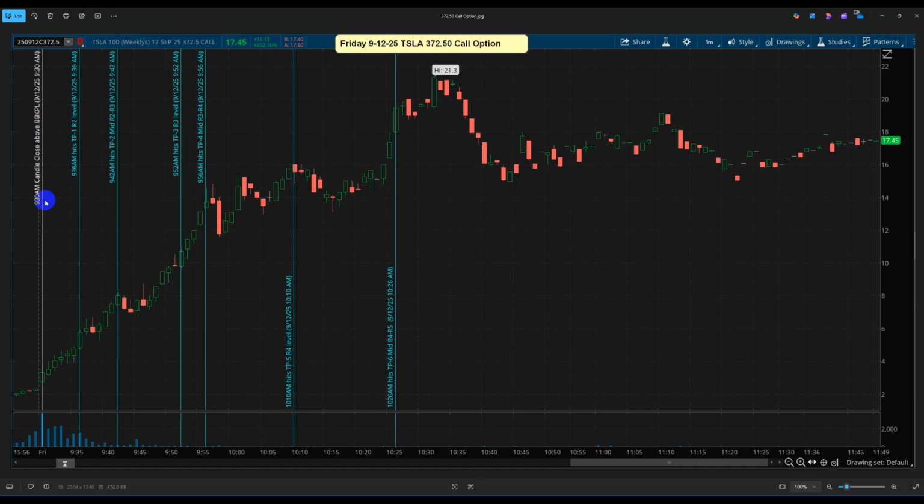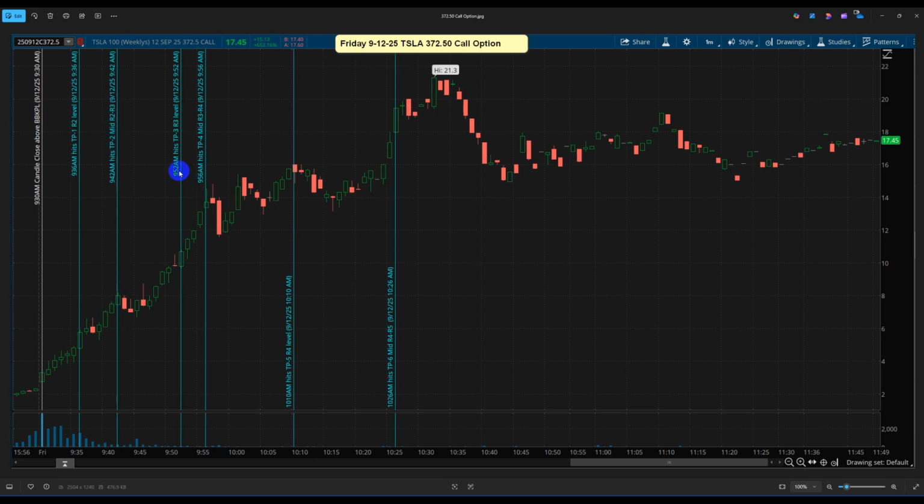Here's the 9:30 candle close, closing at 9:31. That's your entry candle here on this 372.50 call option. Here is the 9:36 candle where it hits TP1, the R2 level. Here's the 9:42 candle where it hits TP2, mid R2, R3 level.